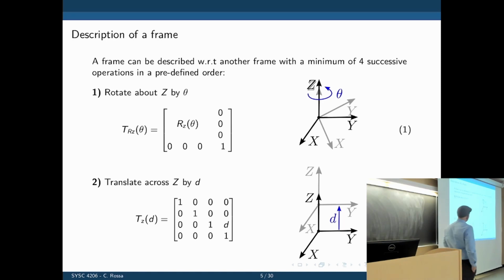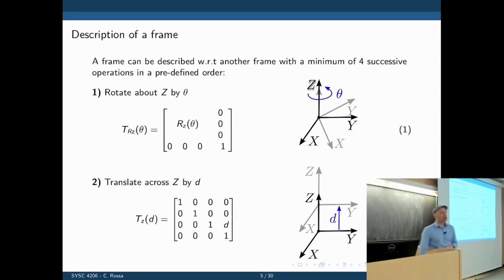So the first one is a rotation about Z by theta. So we have 2 frames there, frames A and B. The dark one is the fixed frame, and the gray one is now being rotated around Z by theta.